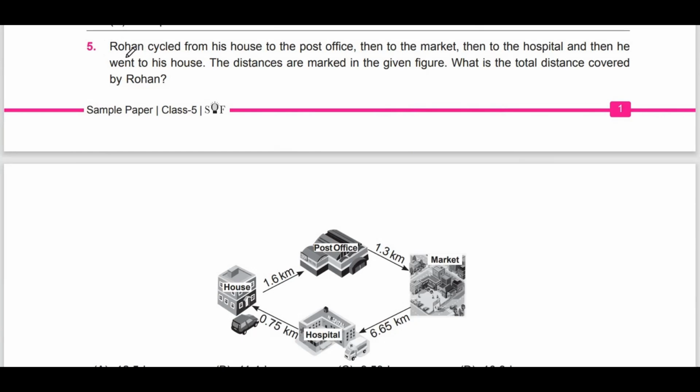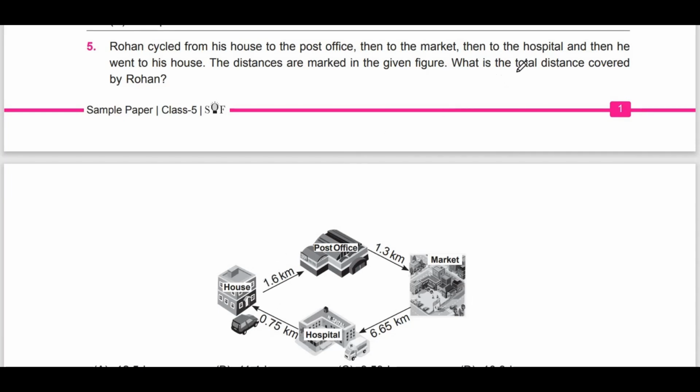So the 5th question is, Rohan cycled from his house to post office, then to market, then to hospital, then went to his house. The distances are marked in the figure given here. What is the total distance covered by Rohan? So here we have the picture. First, Rohan is traveling from his house to post office, then post office to market, then market to hospital, then hospital to house. So he is going all these places.